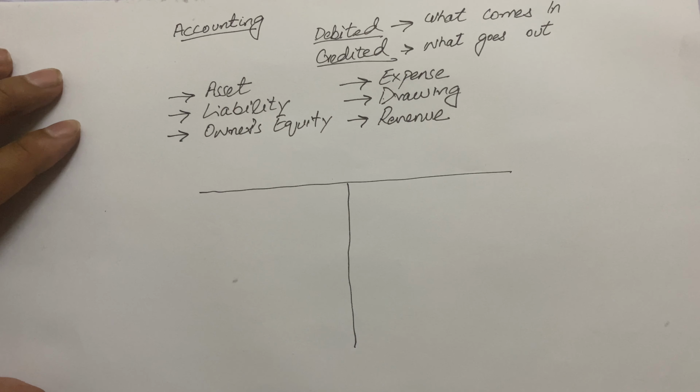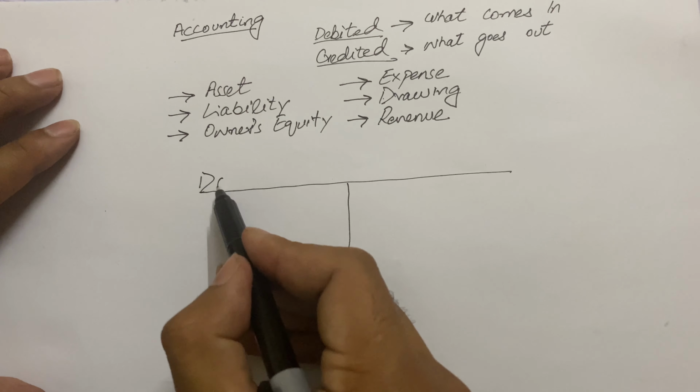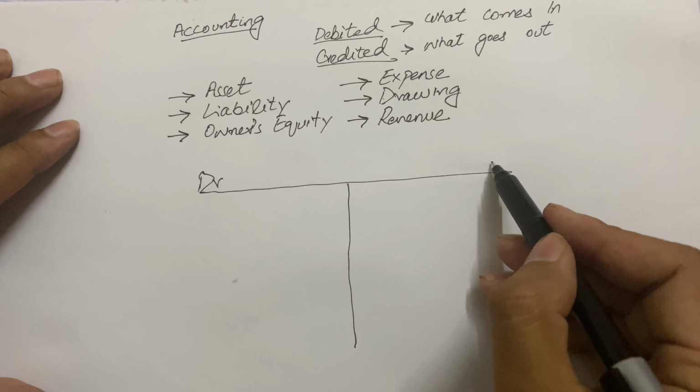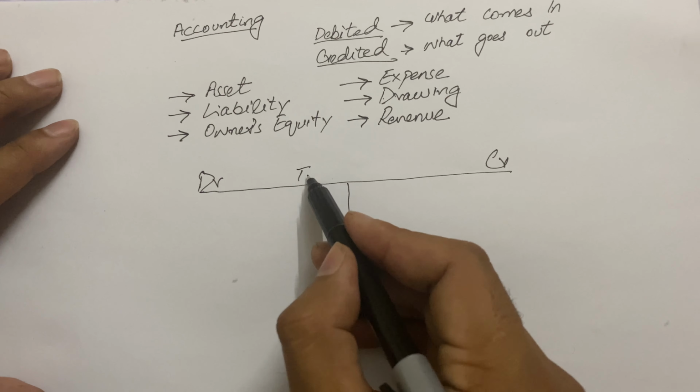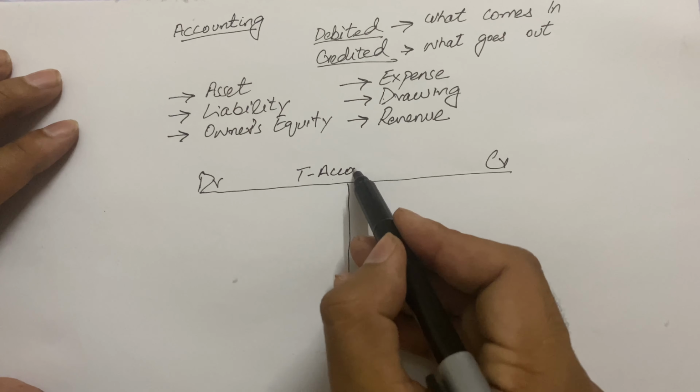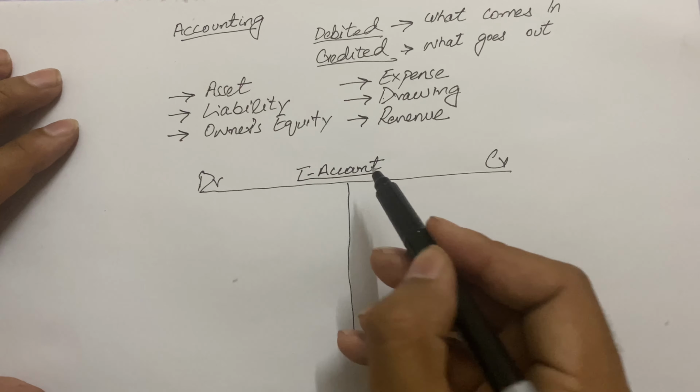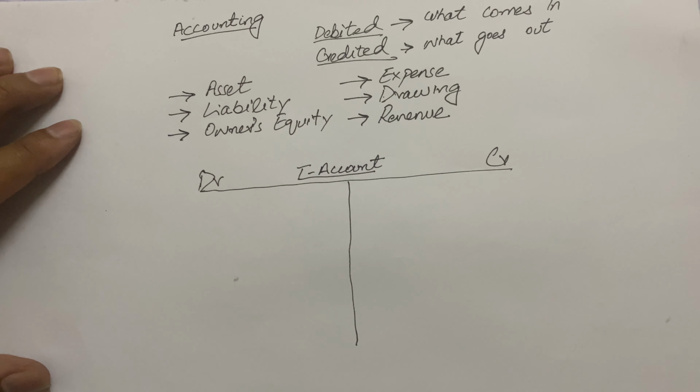This is what you call a T account. This side always gets debit and this side always gets credit. This is known as a T account, and we write here the nature of the account. Is it an asset, revenue, expense, or drawing account, whichever we mention out here.